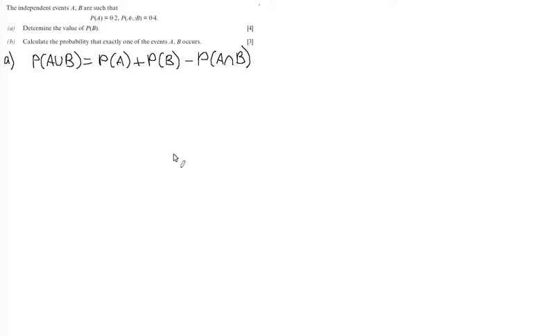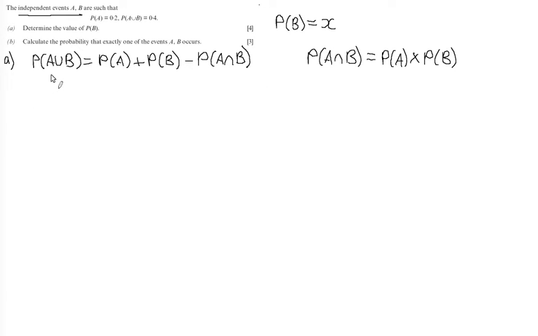There's a couple of things that can help us in this question. First of all, life becomes easier if I say the probability of B is equal to some algebraic variable, let's say x. Also, it's really important that we acknowledge that we have the independent events A and B. So what this means is the probability of A intersect B is actually equal to the probability of A multiplied by the probability of B. Remember, you can only use this if you're told that we have independent events.